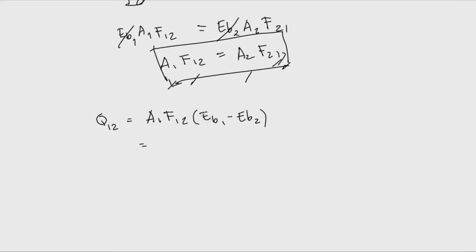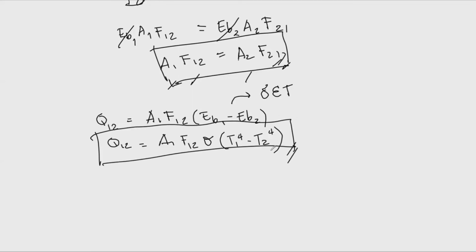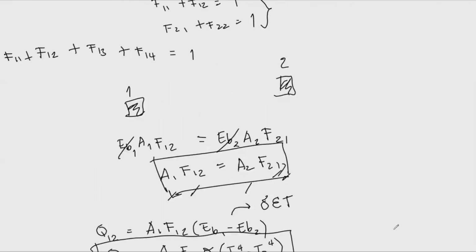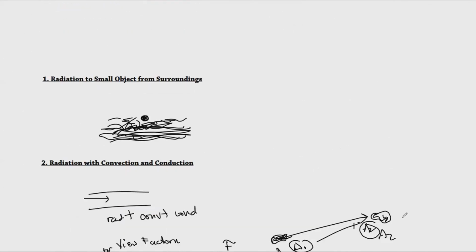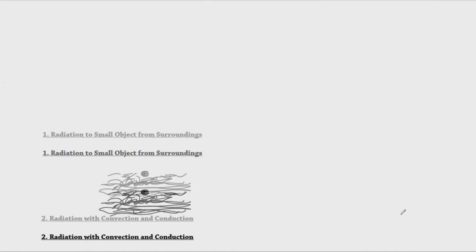And then we can substitute this emissive power with something like the emissivities, the temperature, and of course the Stefan-Boltzmann constant. So we could say that Q12 would be equal to A sub 1, and then F12, the sigma or Stefan-Boltzmann constant, and then T1 to the 4th minus T2 to the 4th. So this is one of the equations that we'll be using as we proceed with the discussions and all the problem solving that is involved in this radiation.